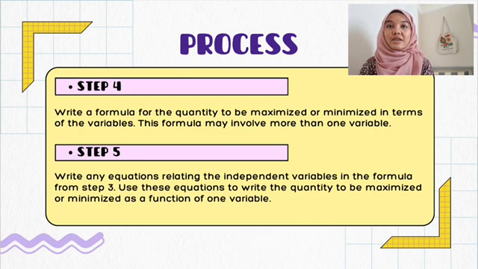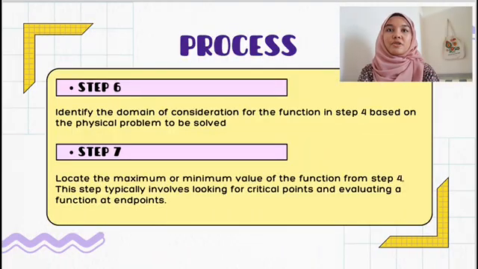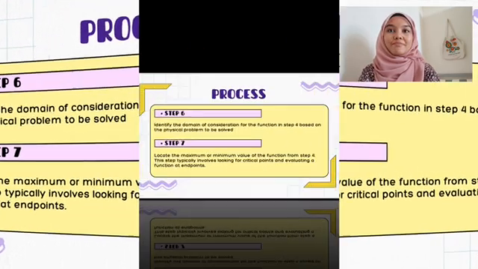The next step is to write the formula for the quantity that will be maximized or minimized in terms of the variables in the situation. Then you can write an equation relating the independent variables in the formula that you have written. Using one variable as a function, use the equation to write the quantity to be maximized or minimized. Lastly, identify the domain for the function in the formula based on the problem to be solved, and you can find the maximum or minimum value of the function from the formula.